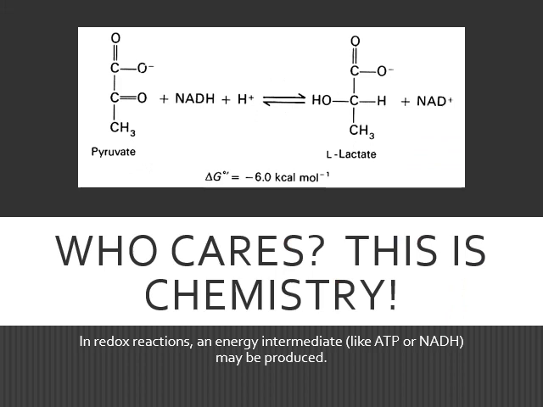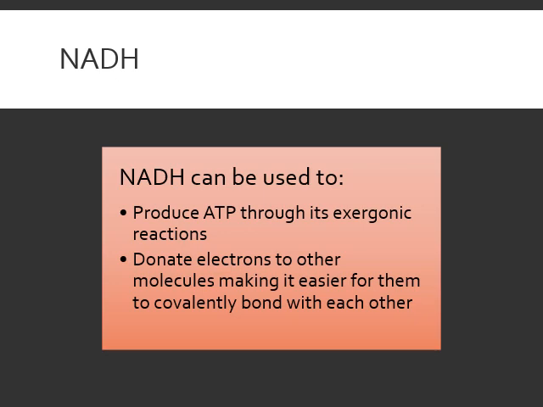So it all comes back to who cares, this is chemistry, right? The reason that we care about this in biology is because oxidation reduction reactions can be used to produce energy intermediaries, like ATP. So it's all about moving that energetic electron. A new energy intermediary I want to talk to you about is NADH. So NADH, just like ATP, is produced through exergonic reactions. And it's used to donate energetic electrons to other reactions. Makes them happen.